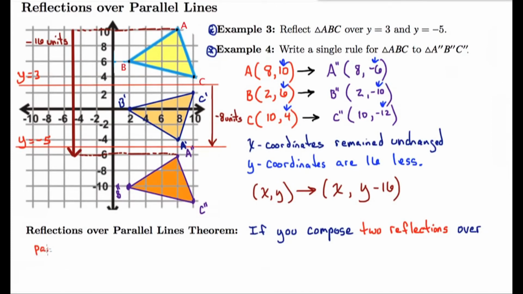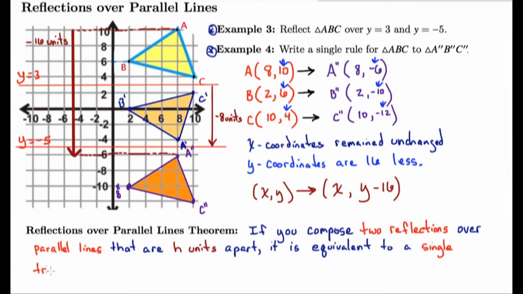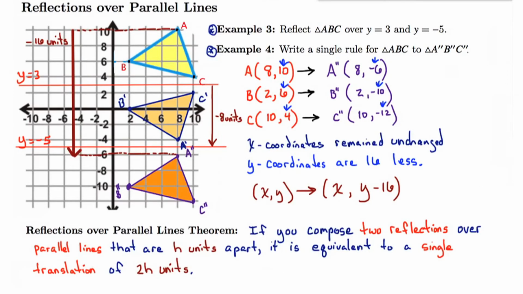So the theorem for reflections over parallel lines is if you compose two reflections over parallel lines that are h units apart, in this case 8, it is equivalent to a single translation of 2 times h units, which would be 16. And that's going to be useful in the next example.